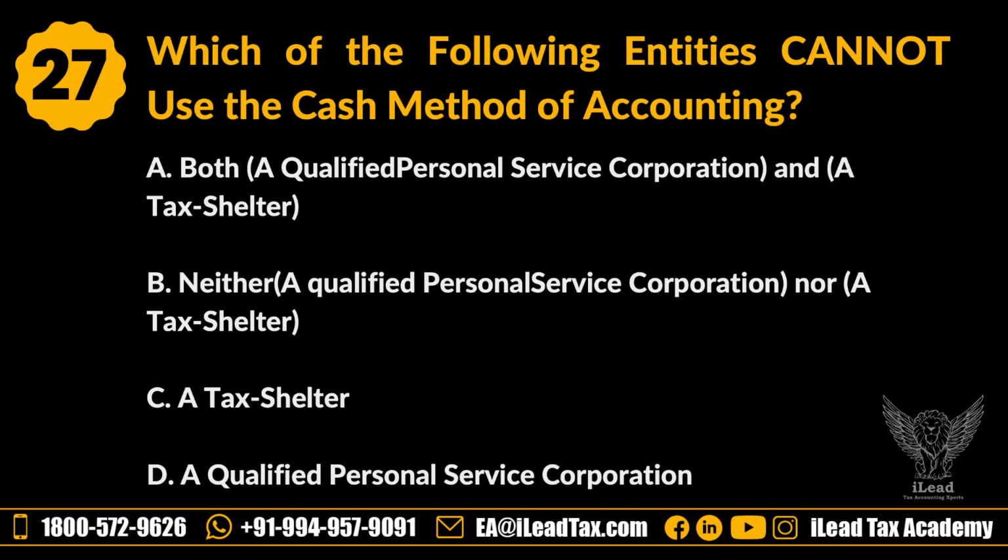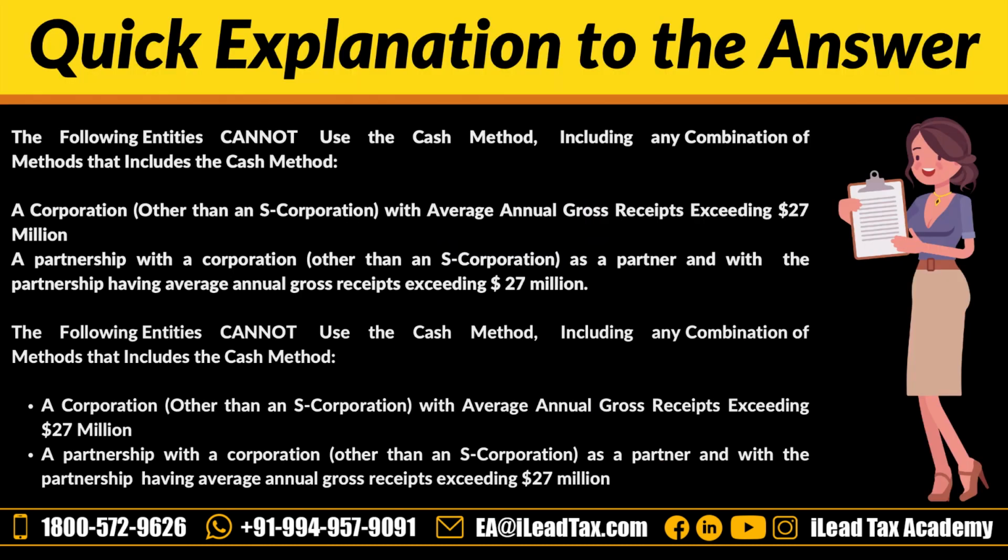So here, the entities that cannot use the cash method are corporations and partnerships having annual gross receipts exceeding 27 million for the past 3 years, and tax shelters. So corporations, partnerships, and tax shelters are not supposed to use the cash method. So the answer is C. Let's go to the next question.